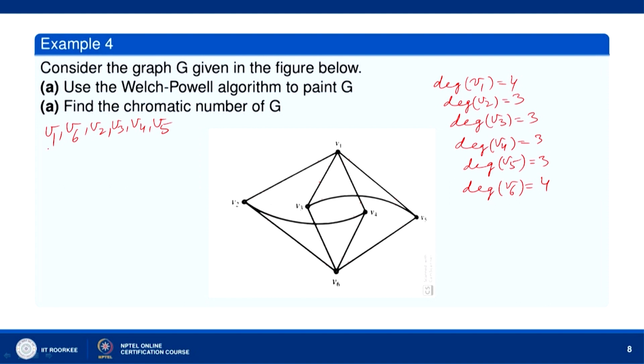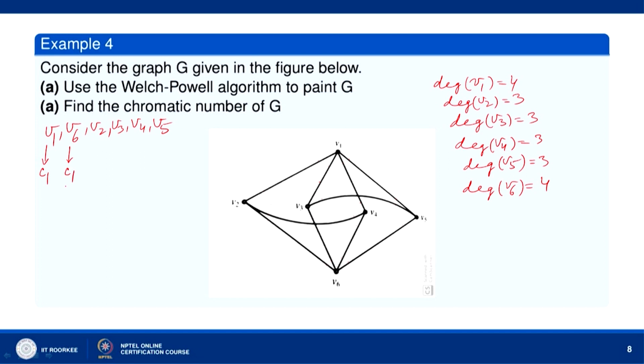Okay. Now, we use color C1 to paint the B1 vertex. So, for this we use C1 color. Now, B6 is here. B6 is not adjacent to B1. So, C1 is used to paint B6.